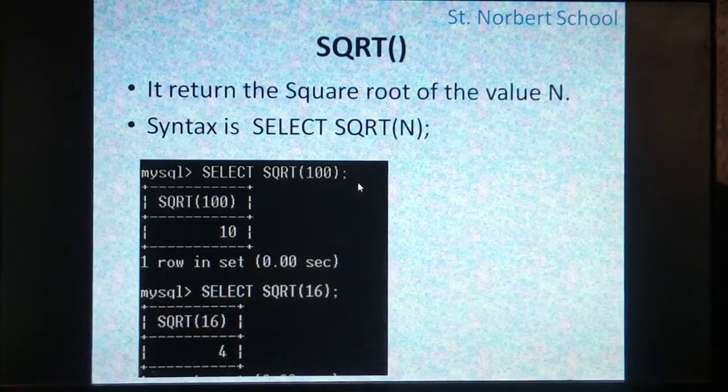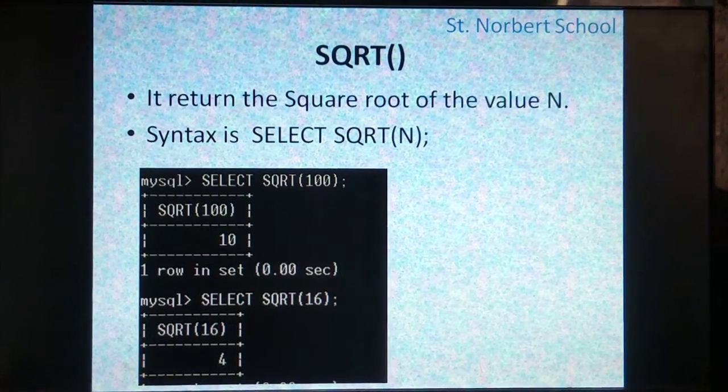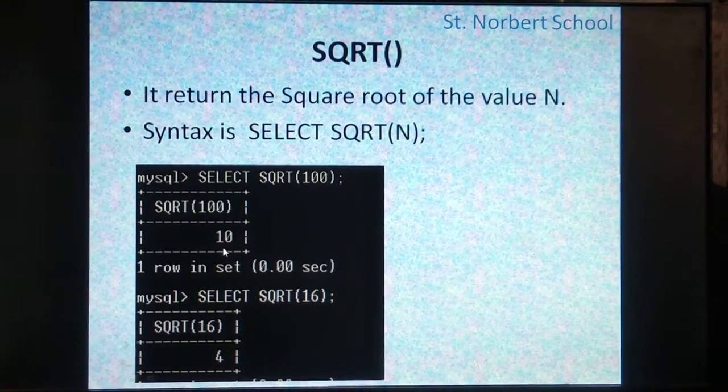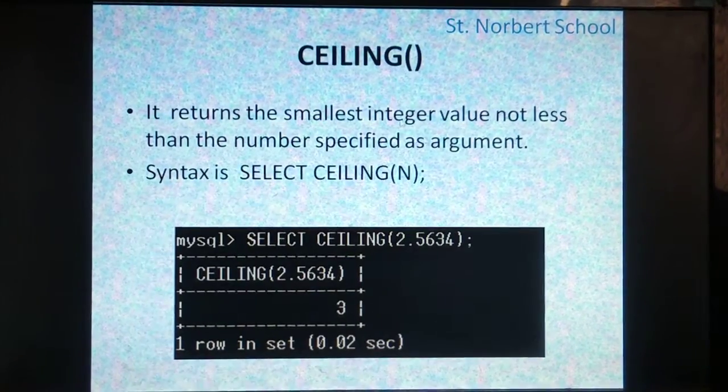Next is SQRT. It returns the square root of the value n. For example, SELECT SQRT(100), it will display 10. SELECT SQRT(16), it displays only 4.